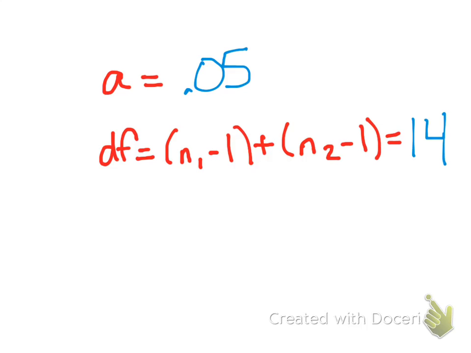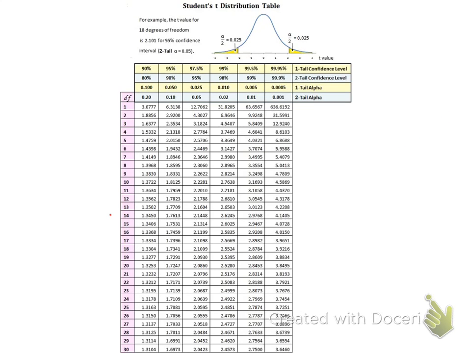All right, I use that information to consult my table, and we come down here and see 0.05, 14 degrees of freedom. It looks like we're going to get a critical value of 1.76. All right, very good. Now that we have that, we can go on and calculate our t statistic.